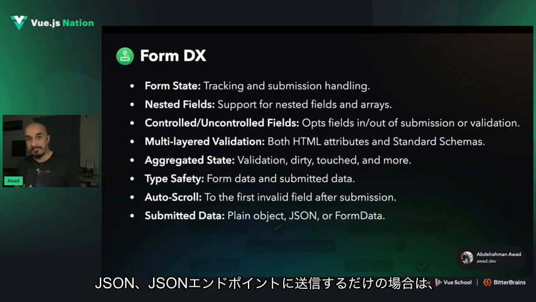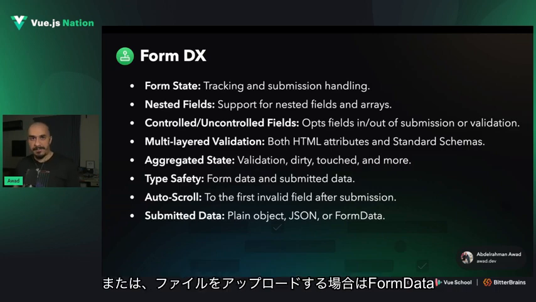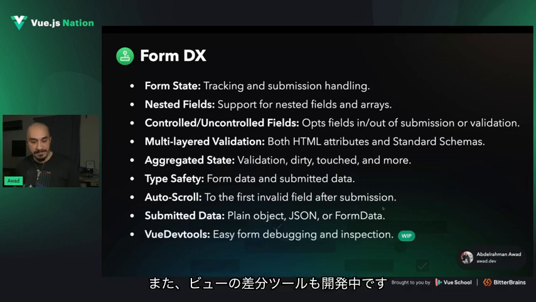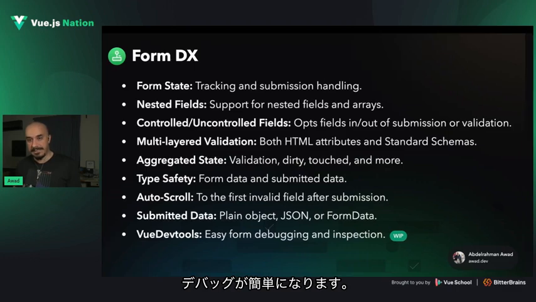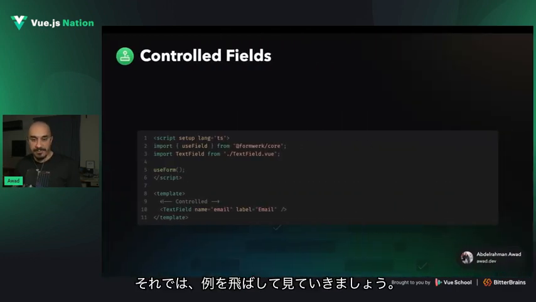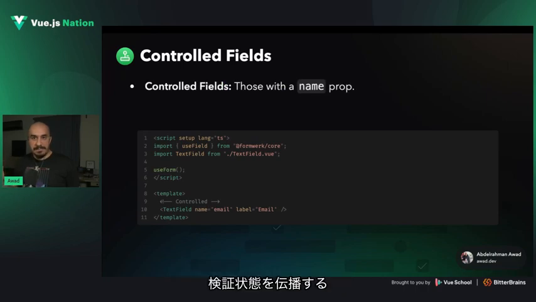if you want to just send it to a JSON endpoint, or form data if you are uploading files or doing something like that. And we are working on a Vue DevTools as well to make debugging easier for you. So let me skip through the examples. Control fields. So control fields are fields that propagate their validation state and they get submitted.